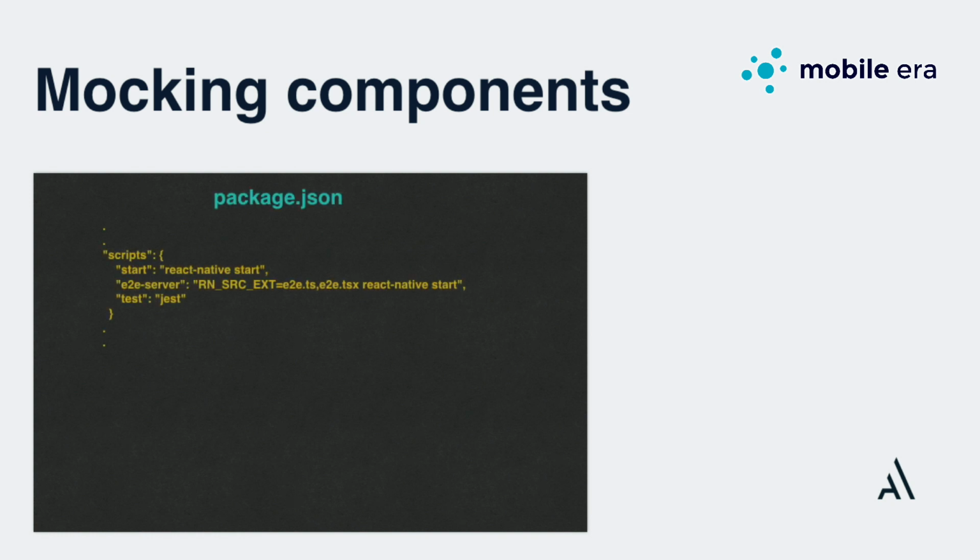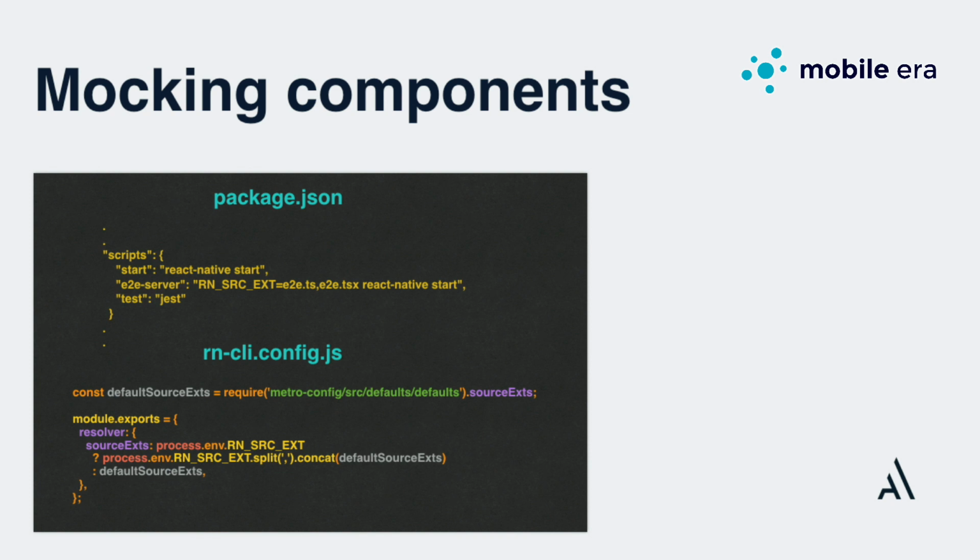In order to do that, we need to tell Detox. Just open this. Yeah, we have our package.json. So we have 2 different scripts here. We can run yarn start or we can run yarn e2e server. Yarn start is just going to launch the web server using React Native, and this one is going to launch the web server using Detox.